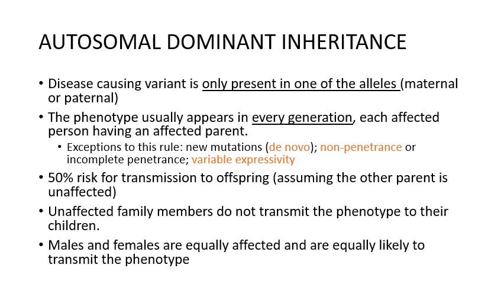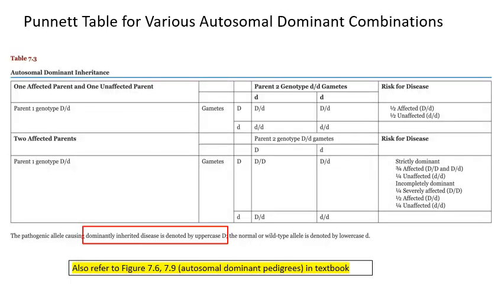So autosomal dominant genes may not look like they're inherited in each generation if there are new mutations, in other words, de novo, or if there is non-penetrance or incomplete penetrance, or if there is variable expressivity. There is a 50% risk for transmission to offspring, assuming that the other parent is unaffected. Unaffected family members do not transmit the phenotype to their children, and males and females are equally affected and are equally likely to transmit the phenotype.